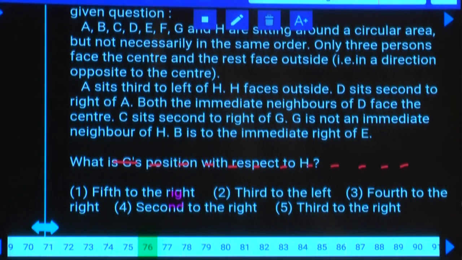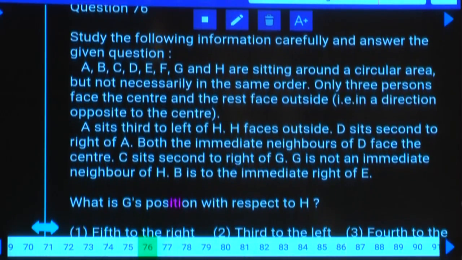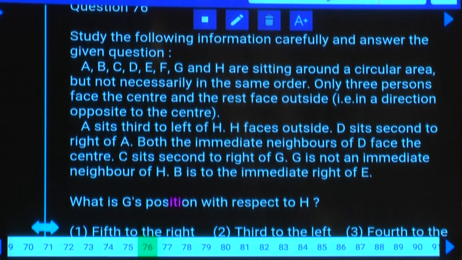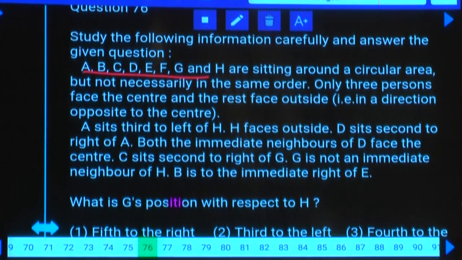Then question number 76 to 80. Now in this 76 to 80, how many persons are there? There are some 8 persons. Who are those 8? A, B, C, D, E, F, G and H are the 8 persons seated around a circular area but not necessarily in the same order. Only 3 among these 8 members are facing the center and the rest are facing outside.